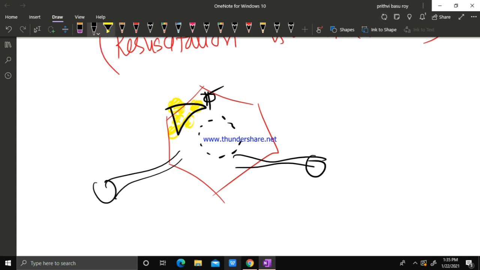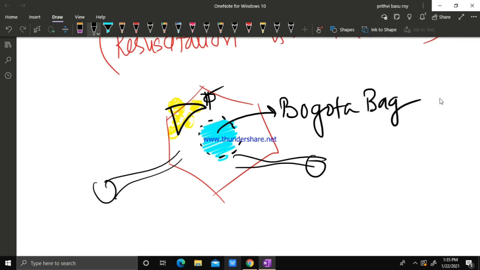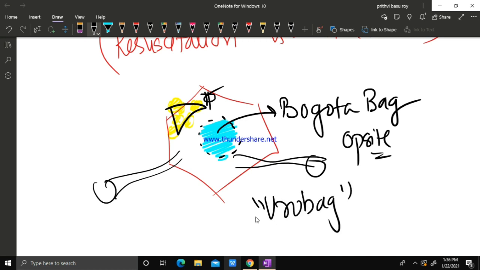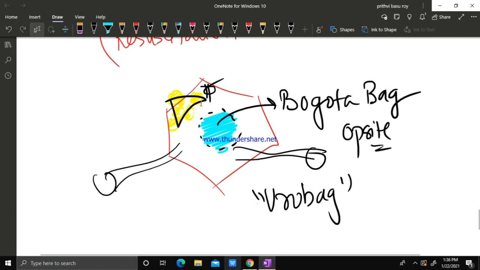What do you do? You use a bag. What is the name of the bag? The bag's name is very, very important. The bag's name is Bogota bag. What is it made up of? Opsite. Now, it sounds something exotic, but it is nothing. It is basically the same material present in a urobag. If nothing is there, take a urobag, cut it into half, put it. Even if that is also not there, you can use anything of the material of Opsite.